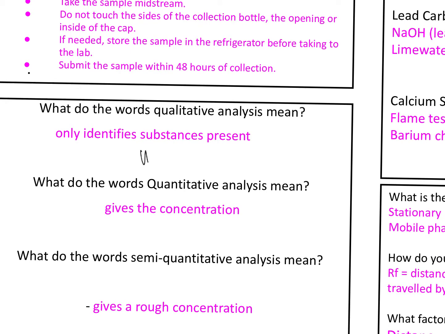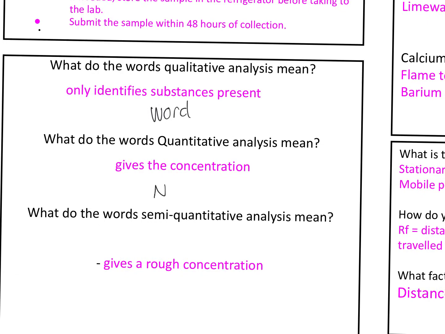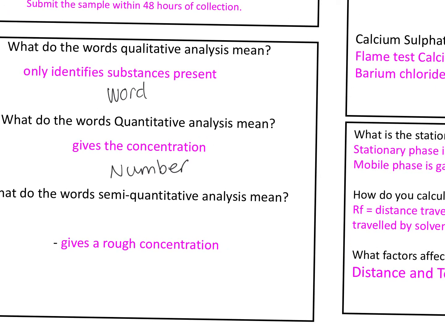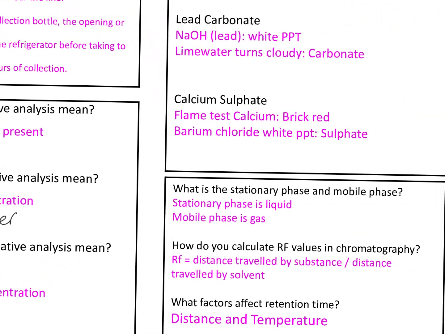So qualitative analysis means only identifying substances, okay? So it's often word answers is how we would consider that. Quantitative then gives the concentration, so numbers. And then semi-quantitative gives a rough concentration, a bit like you looking at fields and saying I can see 10 daisies, but not being 100% that you can see 10 because you're just making a rough estimate.